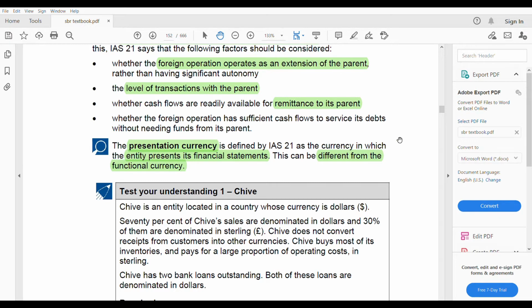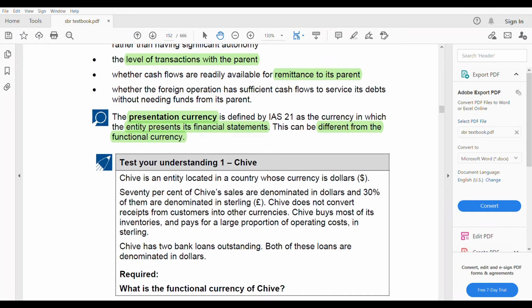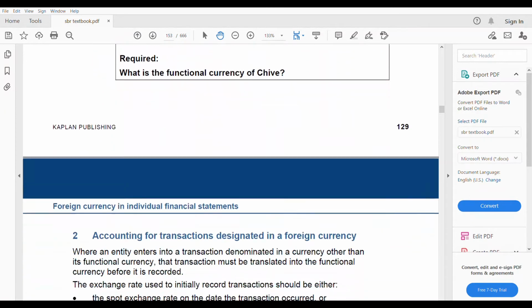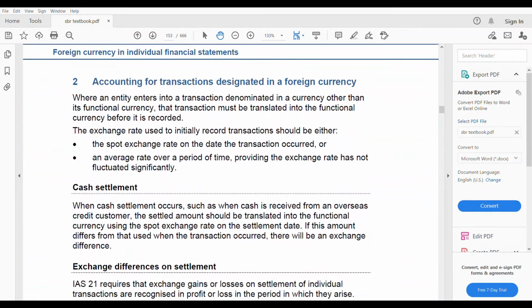Test your understanding will be done later. Now let us go to the second thing: accounting for transactions denominated in a foreign currency. If something is in a foreign currency, how do you account for the transactions? Where an entity enters into a transaction denominated in a currency other than its functional currency, that transaction must be translated into the functional currency before it is recorded.